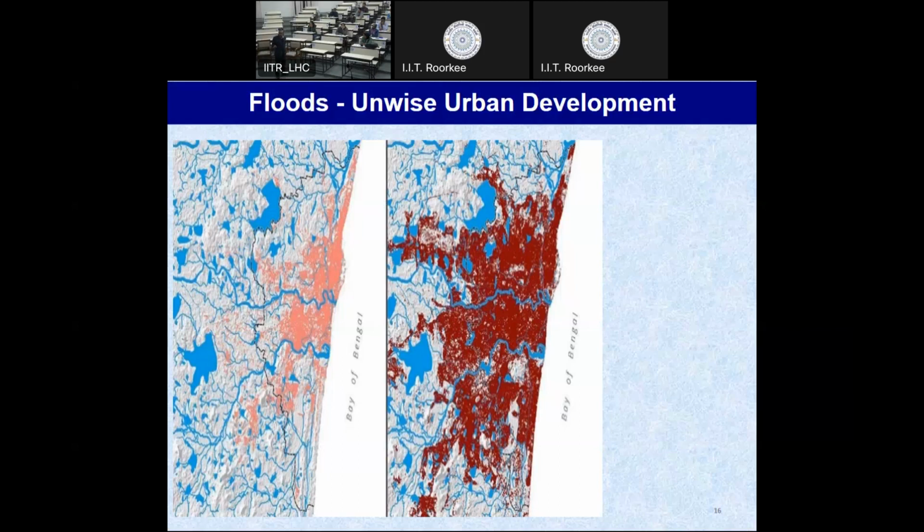And one very unwise thing is that earlier, there were lots of water bodies and marshy areas near the city or surrounding the city. And during high rainfall, this area used to absorb floods. But now this whole area has been converted to urbanized area. It is no longer able to absorb the rainfall, and small intensity of rainfall is leading to floods. So this is an example of unwise development, how we can make our own life difficult.